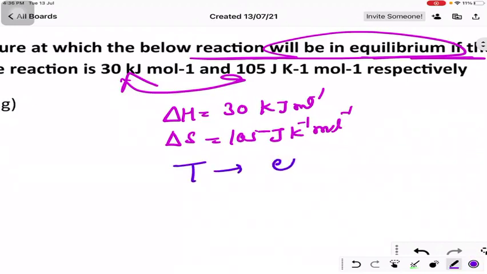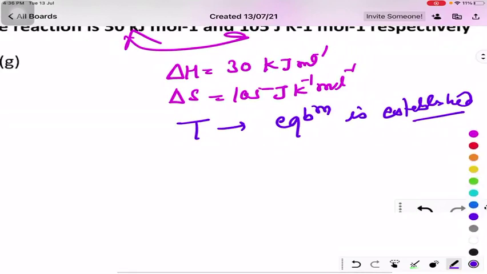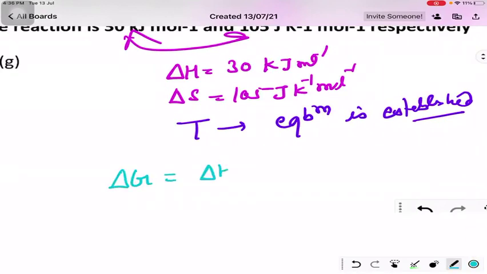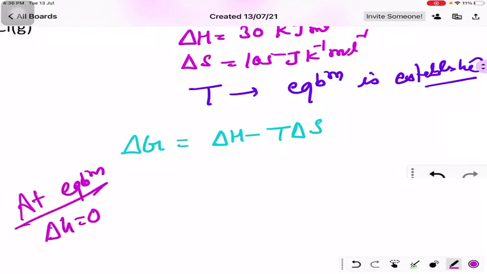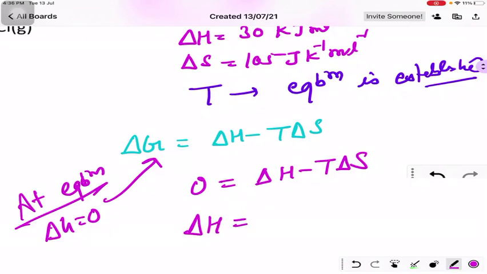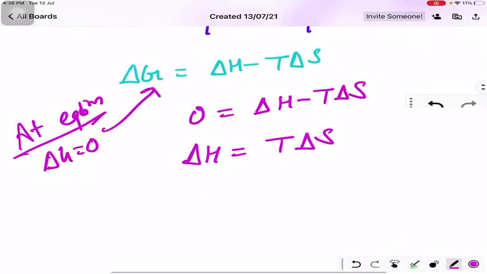Which temperature? When equilibrium is established. So we have our thermodynamic equation, where all these three terms are there, and that is Gibbs free energy change. It is delta G = delta H minus T delta S. Now at equilibrium, delta G is equal to 0. So this equation will become delta H minus T delta S equals 0, which is true only when delta H becomes equal to T delta S, or T is equal to delta H by delta S.